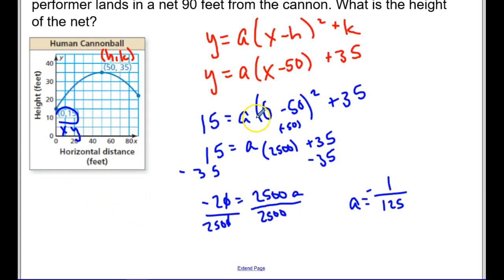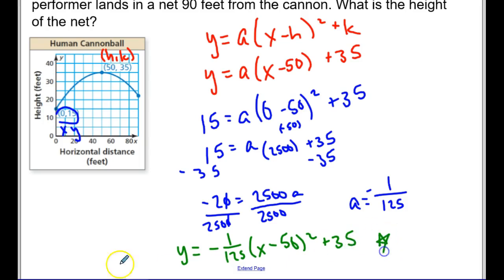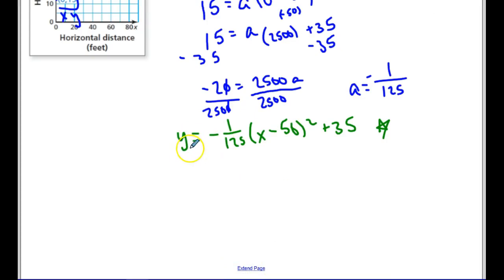So now I take all of the information that I have. So I have y equals, my a value is negative 1 over 125 times (x minus 50) squared plus 35. This is the final equation that I can write because I've now written that equation for that parabola.